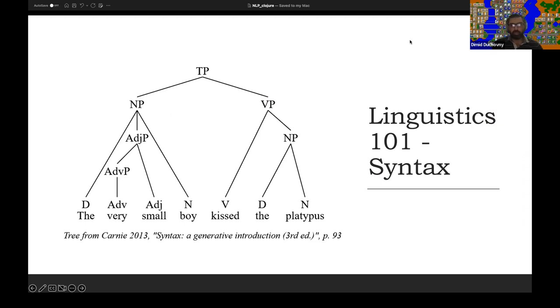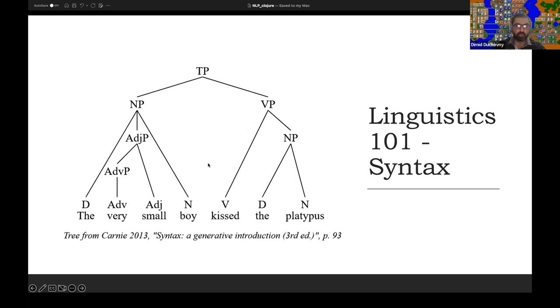So for example, here's an interesting concept called a syntactic tree. For each word, you can see its category: a determiner, an adverb, an adjective, a noun, and so on. And these together can form different constituents. For example, the very small boy is together a noun phrase. And kissed the platypus is a verb phrase, because its head here is the word kissed, which is a verb. And in the noun phrase, the very small boy, the head is basically the boy, which is a noun.